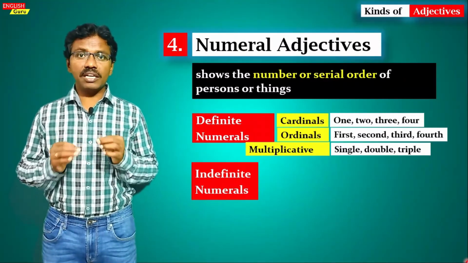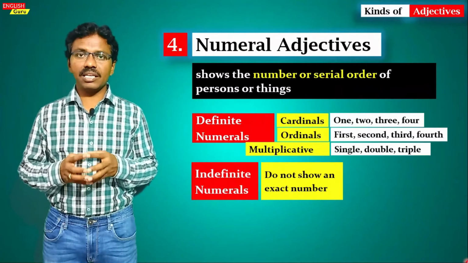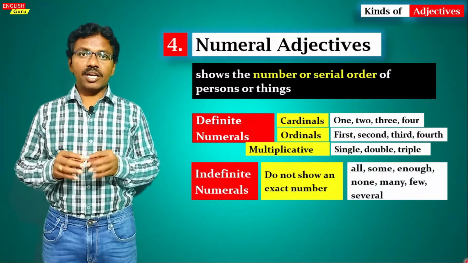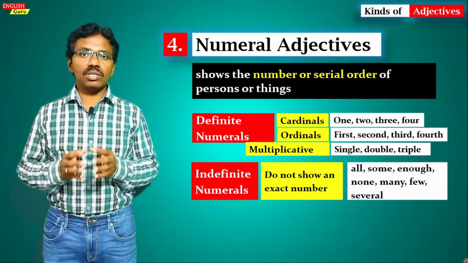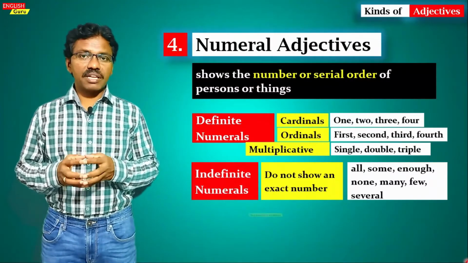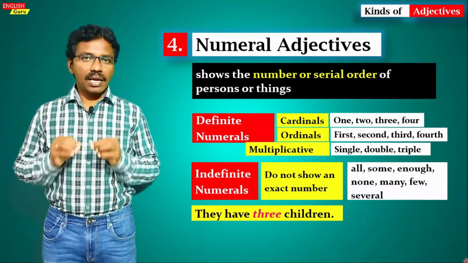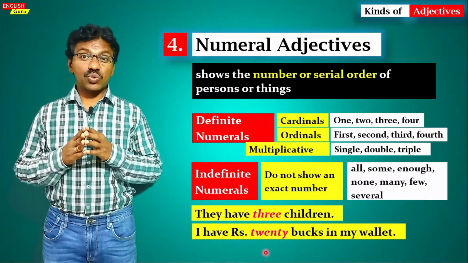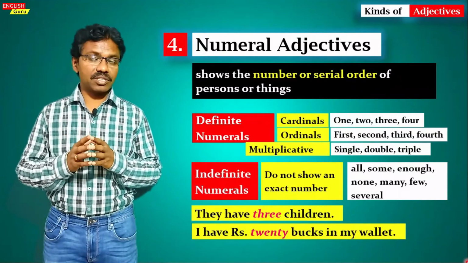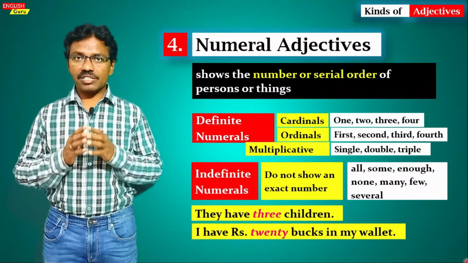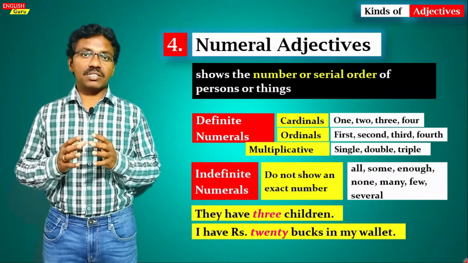When it comes to indefinite numerals, there are many. They do not show an exact number, and they talk in a general manner. They are all, some, enough, none, many, few, several. So these are all indefinite numeral adjectives. For example, "They have 3 children." Here 3 is a definite numeral adjective. "I have rupees 20 in my wallet." 20 is a definite numeral adjective, a definite cardinal numeral adjective, to be precise. So numeral adjectives talk about the number or serial order of a person or a thing.